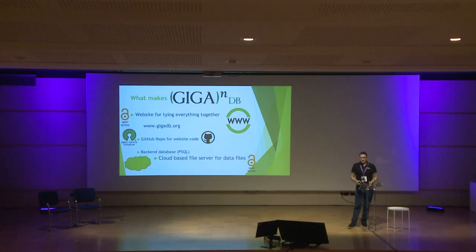So GigaDB is actually made up of various parts. The bit that most people will be familiar with is gigadb.org. That's the website that people go to. It's the user interface, and that's what people see. But we also have a GitHub repository where all of the code that creates that website is held, and that's all open source as well. We have the back-end PSQL database where all the information and the metadata that I'm going to talk about is held. And then there's the actual cloud server where the files themselves are held. So there's more to it than just the website. But essentially, what people see is the website.